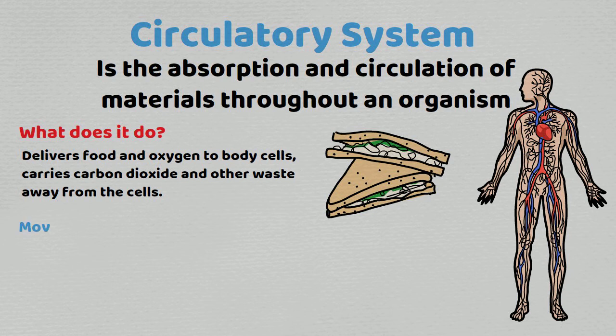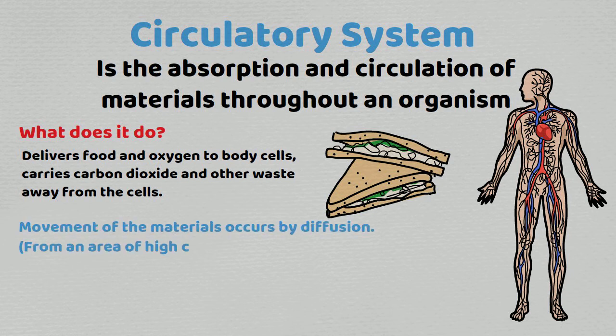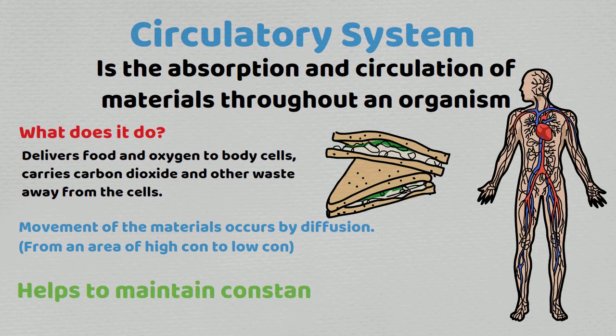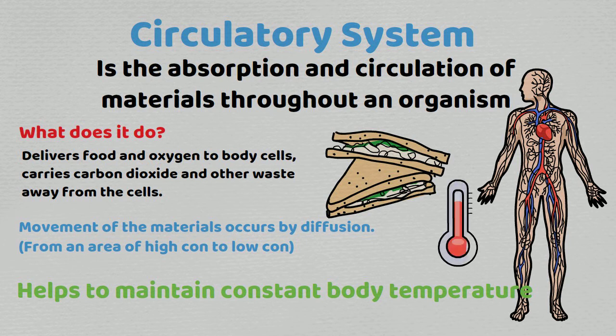This movement of materials in and out of the cells occurs by two processes, the first being diffusion, from an area of high concentration to low concentration, and the second being active transport, which is from an area of low concentration to high concentration. The main difference between the two is the energy required. Diffusion requires no energy, while active transport requires energy. The circulatory system helps maintain homeostasis, also known as maintaining constant temperature for the cells and body.